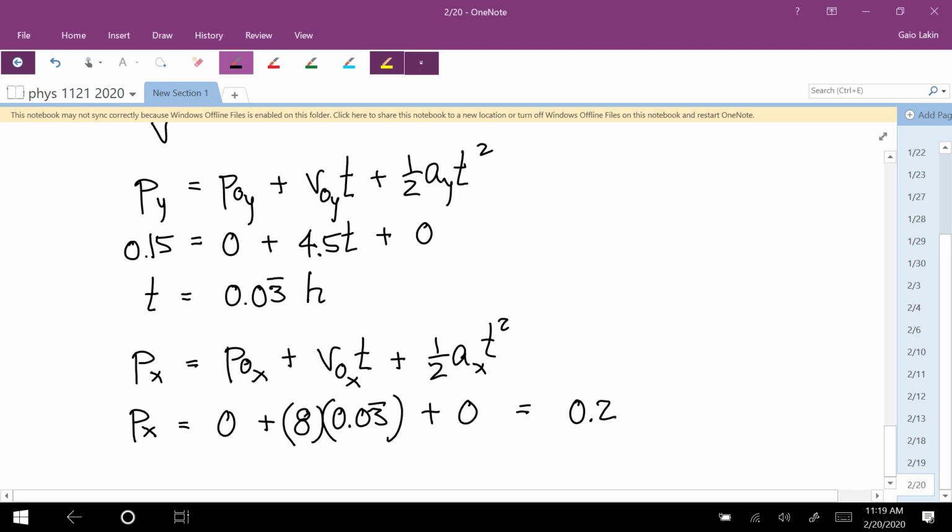8 times, what's that, 22.26 repeating? Is that right? And this is in miles, so like a little over, is that right? Can someone calculate that? What's 8 times 0.083 repeating? Okay, great, thanks. So a little more than a 1/4 mile downstream.